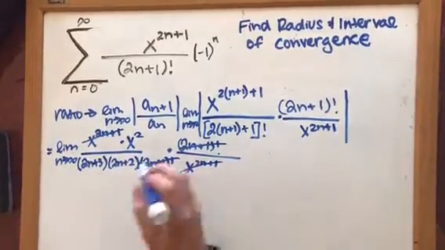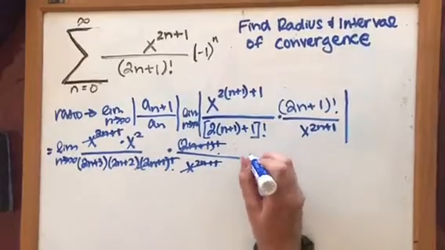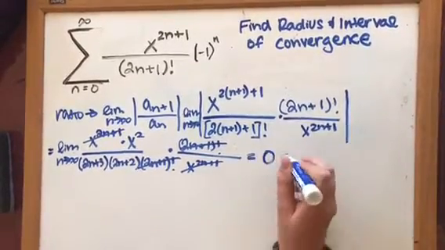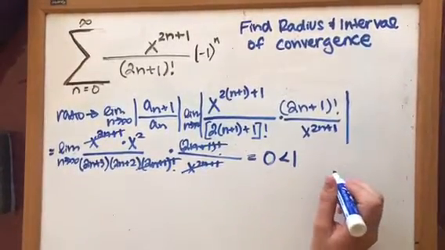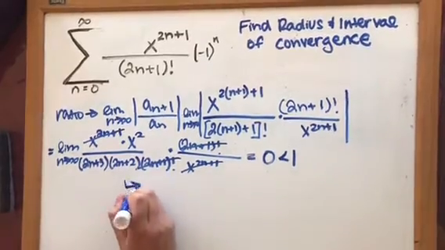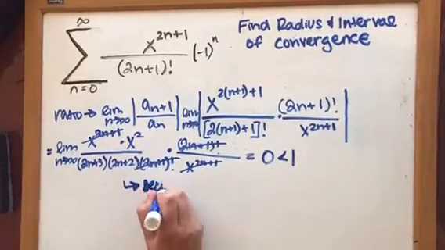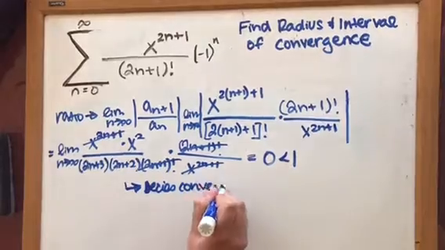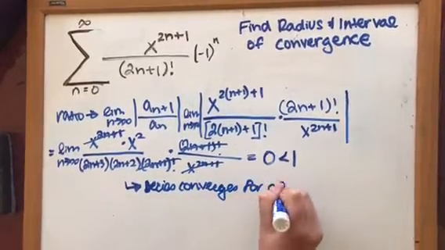And we can see that as n goes to infinity, this whole thing is going to go to 0, which is less than 1 for all values of x. So that means that the interval that the series converges is for all x.